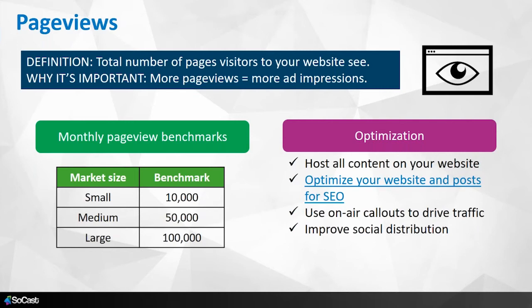In terms of optimizing these numbers, it is important to host all your content on your website. For instance, with your station's video content, host it on your website so that people will be there when viewing your videos. Make sure you optimize your website and blog posts for SEO. We've linked here to a checklist, and we'll be sending out this presentation after the webinar for SEO so that you can use it like a plugin like Yoast or WordPress to make sure you are checking off all the boxes on SEO.